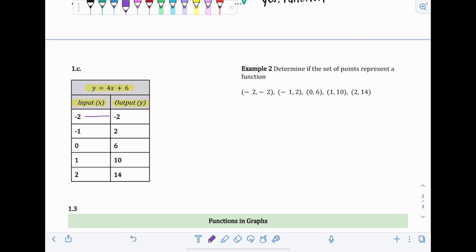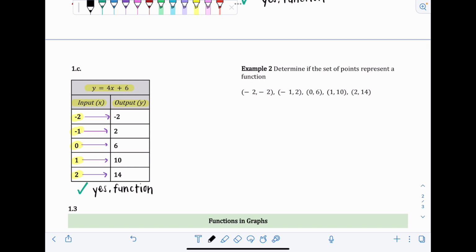So -2 goes to -2, -1 goes to 2, 0 goes to 6, 1 goes to 10, and 2 goes to 14. So all of our input values in this table are different: -2, -1, 0, 1, and 2. So we don't have any one input value repeated but going to a different output value on that repeat number. So this is okay, it doesn't break that rule. This one is fine. So yes, this one would be a function.